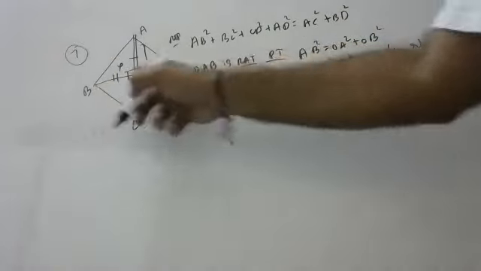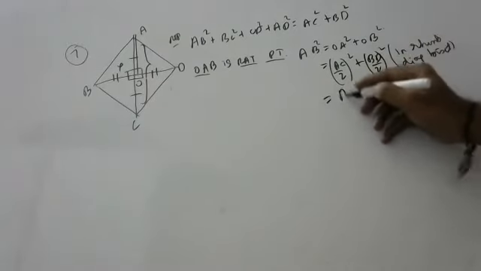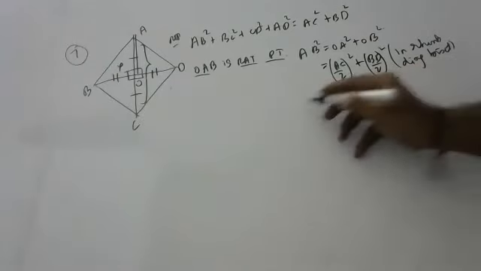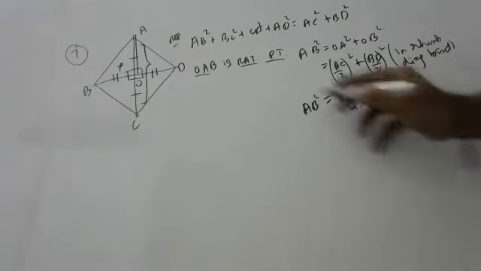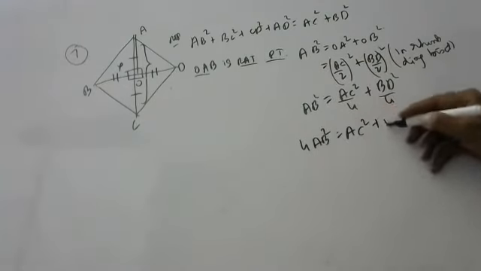And what is OB, children? OB is BD by 2, BD by 2 whole square. So this is AC square by 4, and BD square by 4. This is AB square. Take 4 common and take it there. 4 AB square is equal to AC square plus BD square.